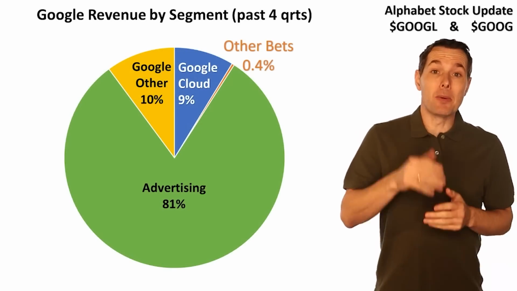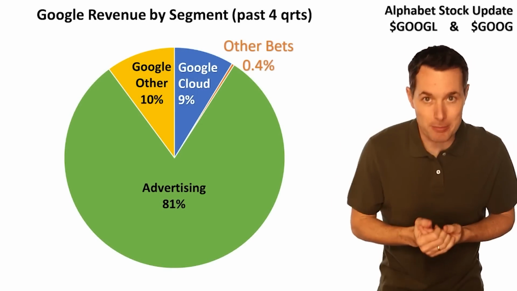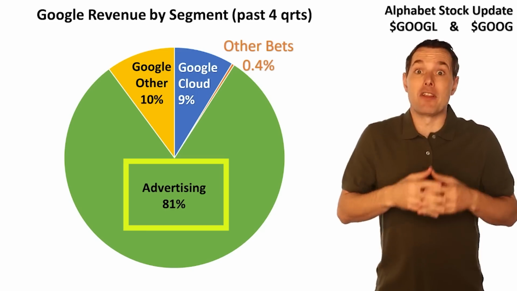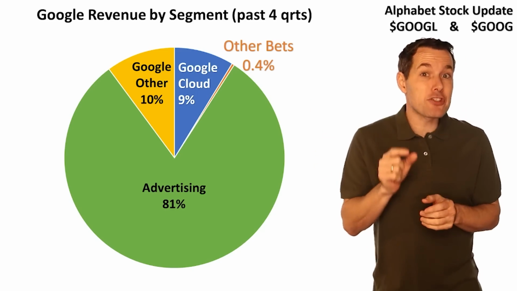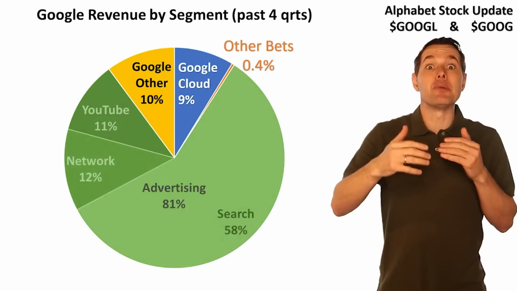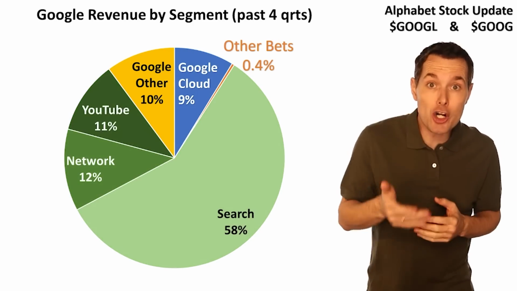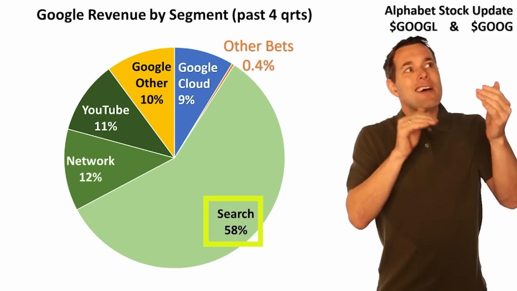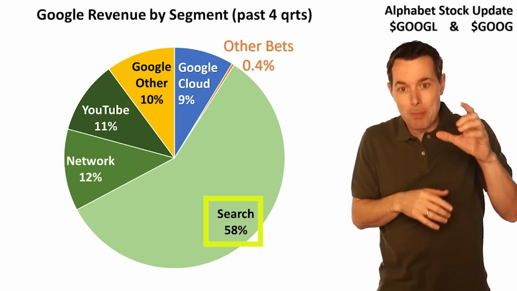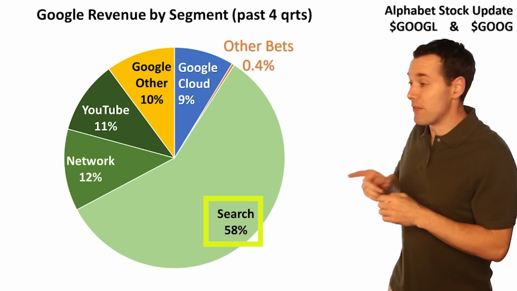Okay, now let's jump over to Google's revenue by segment. We can see that they have three primary segments, with advertising representing the largest amount of revenue over the past 12 months. But we can actually break that advertising revenue into sub-segments. The largest is clearly search. This is traditional Google search. The advertisements that pop up when you search for something, that's where this revenue lands.